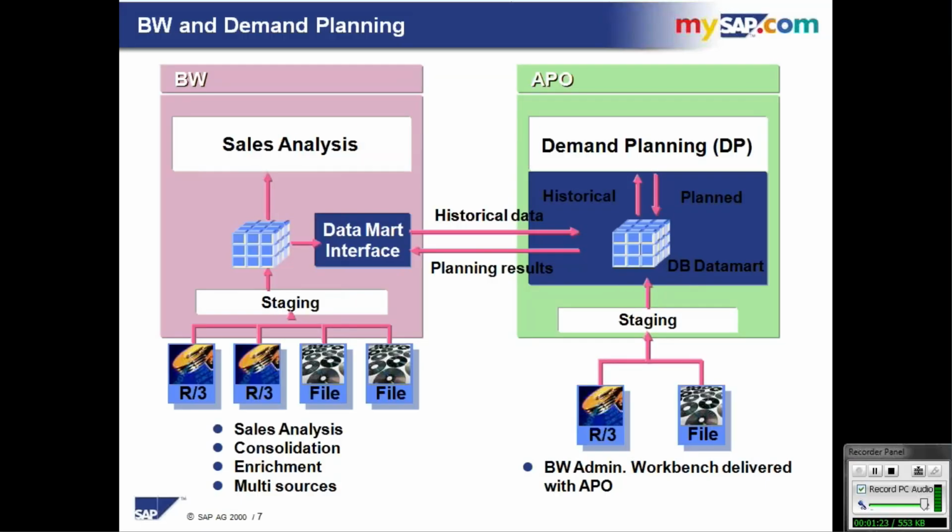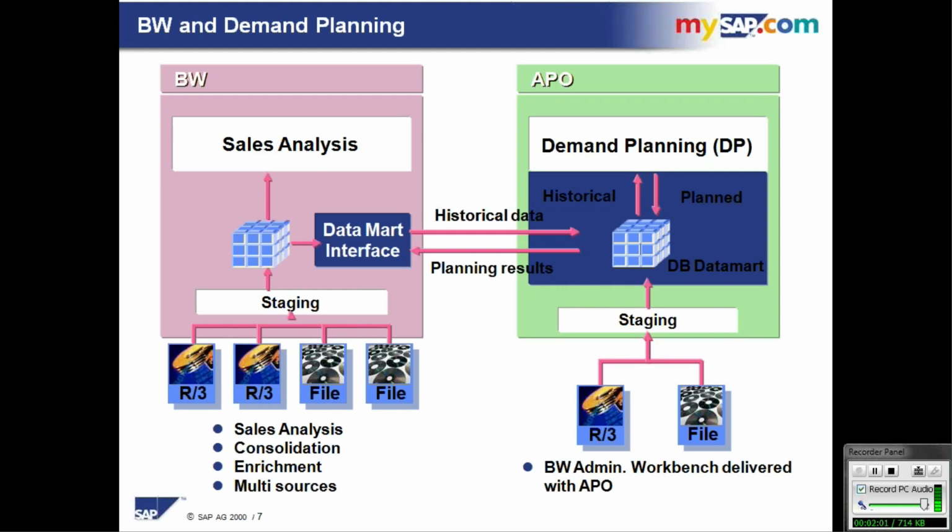For example, one or more R3 systems, or legacy systems, or files, will connect to the central BW server. This is the central BW server. And from here, we can get the data into the APO inbuilt BW server. This is the APO inbuilt BW server. This is one way. Or directly from the R3 system or some legacy system, we can extract the data into the APO inbuilt BW server. And from here, we can get the data into the demand planning.